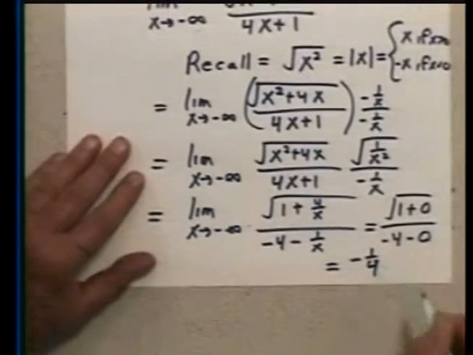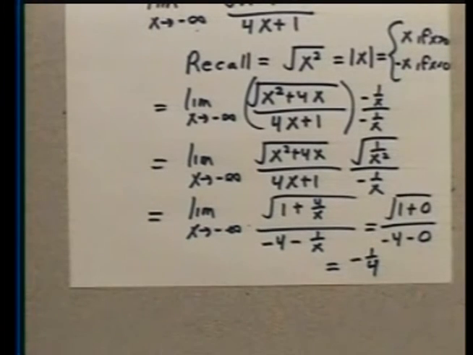Okay, what's the implication? I have a special kind of problem where the horizontal asymptote on the left and right are two different lines.